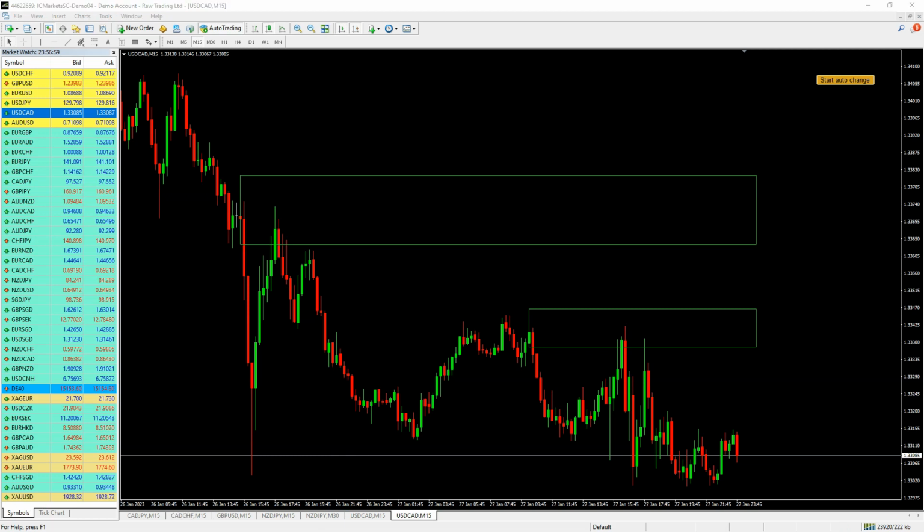I hope you could see that supply and demand zones are more than the perfect entries. Supply and demand trading avoids bad trading decisions and gives you very, very good targets.